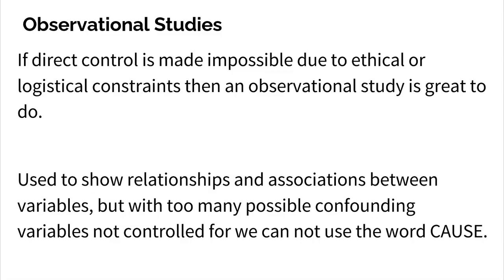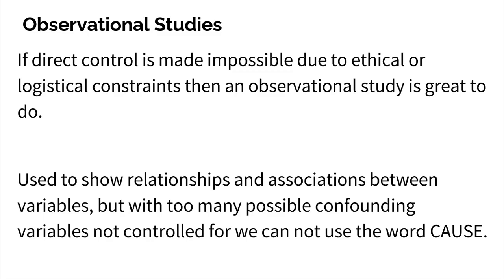Now, an observational study is done because, most people would say, well, then why don't we always do experimental studies? Well, if direct control is made impossible due to ethical or logistical constraints, then an observational study is great to do. I mean, sometimes you can't make people do certain things, or it's just unethical to make them do something, or the logistical constraints of trying to organize an experiment sometimes can be very difficult. So an observational study is when you as a researcher just observe. You sit back and observe. You're allowed to ask questions before, ask questions after, but you don't make people do anything. You just observe what they do.